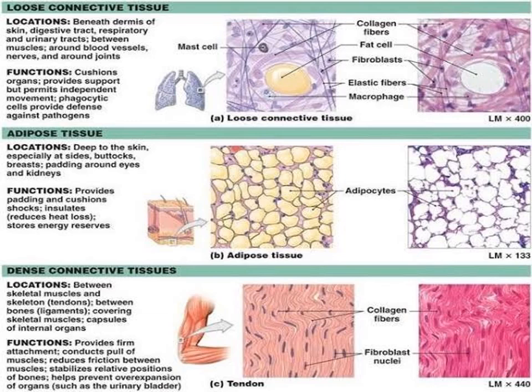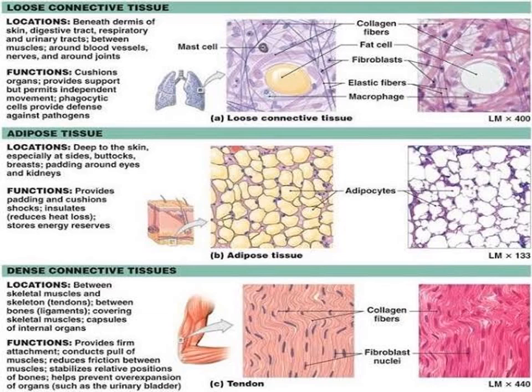Okay. So the first, loose connective tissue, the location, they already said. So you recall: beneath the dermis of the skin, digestive tract, respiratory and urinary tract, between muscles, around the blood vessels, nerves and around joints. Then functions: cushions organs, provides support but permits independence, and the phagocytic cells provide defense against pathogens. This is an important point.